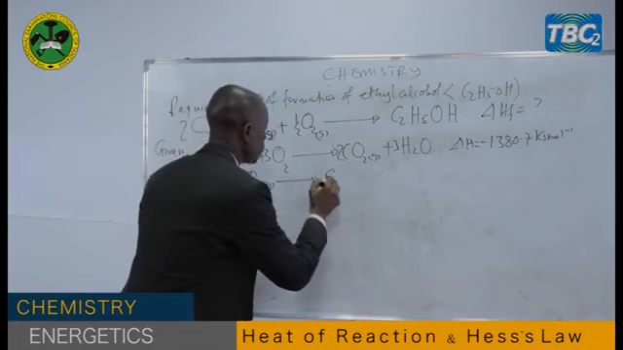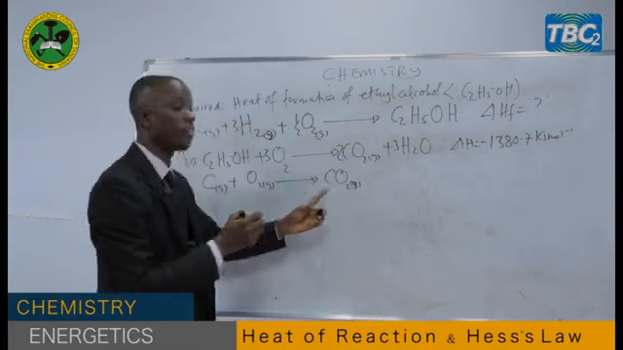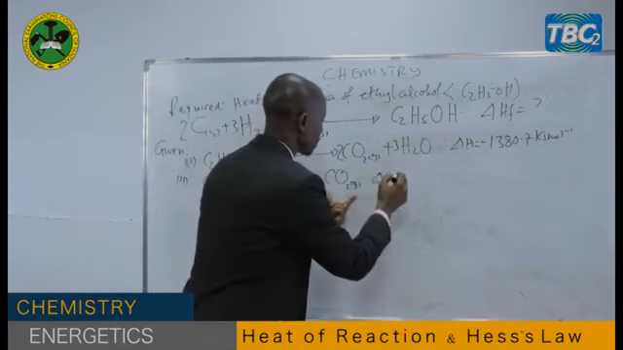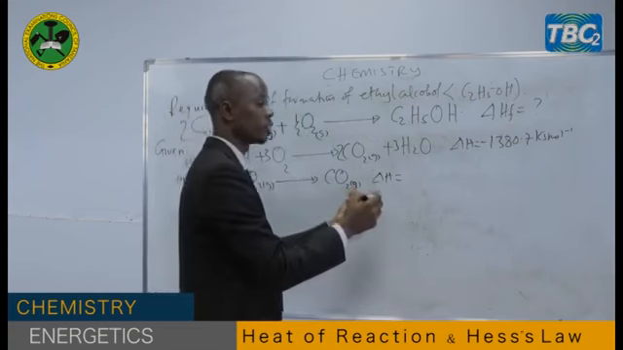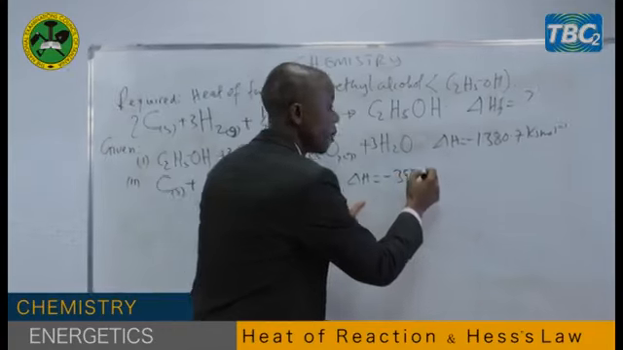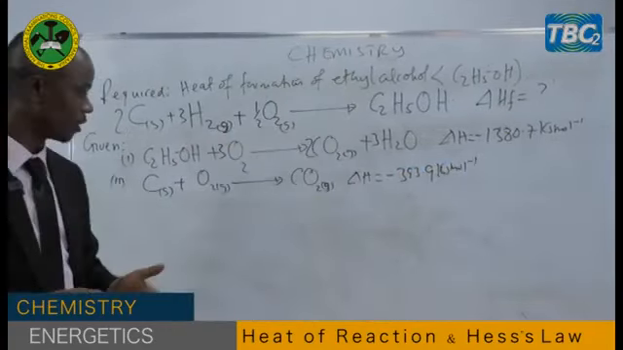Now, to give carbon dioxide gas, the enthalpy of formation of carbon dioxide is given there. The enthalpy of reaction of this equation is negative 393.9 kilojoules per mole.